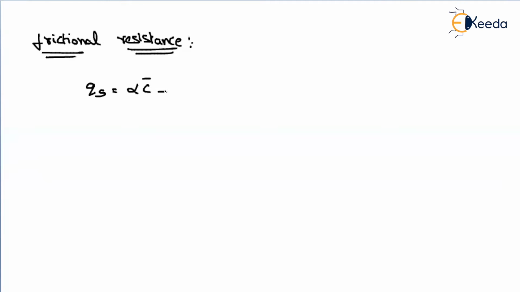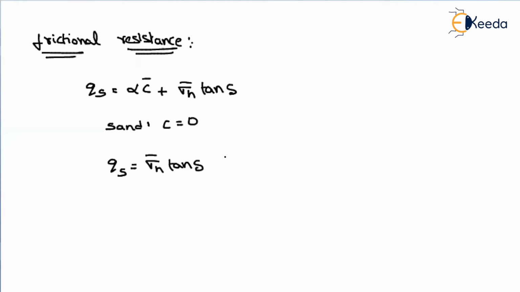Let us talk about the frictional resistance. The frictional resistance can be represented by using QS. That can be written in general as alpha into c bar plus sigma H bar into tan delta. Here, if we are talking about sandy soil, what about the c value? It is 0. Now your frictional resistance will become sigma H bar into tan delta.